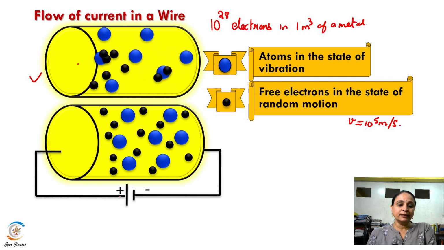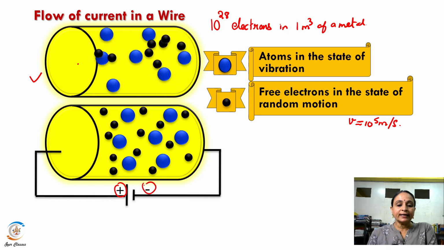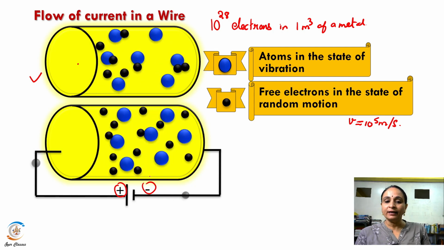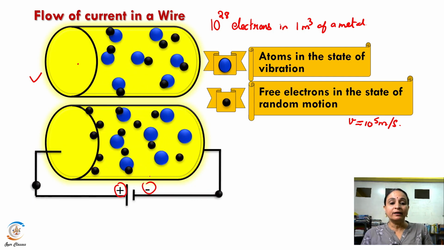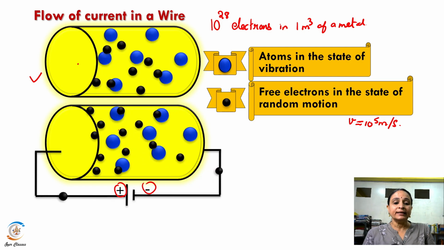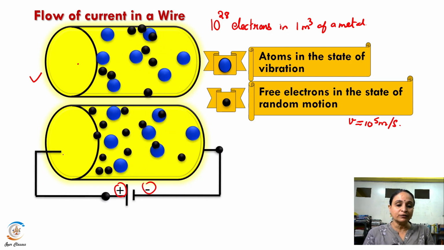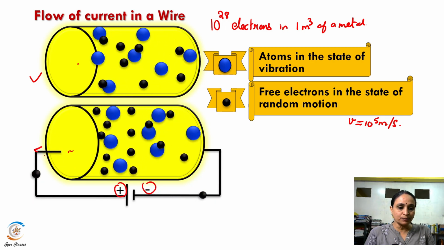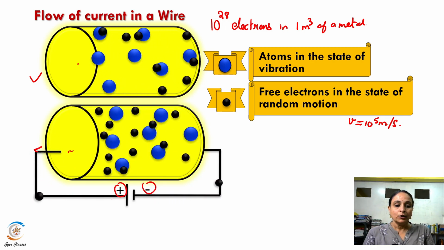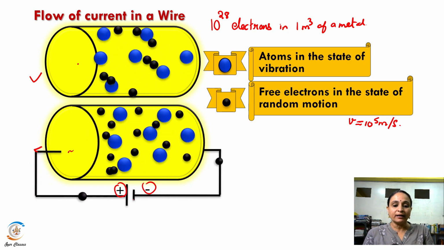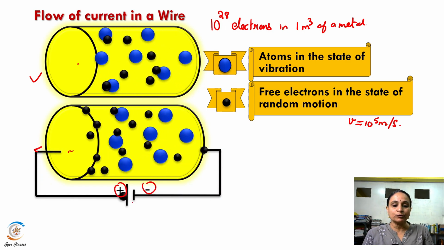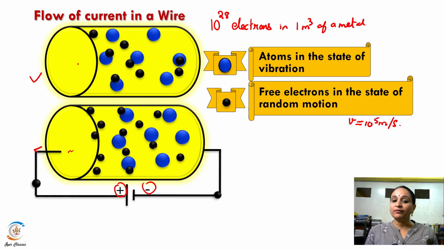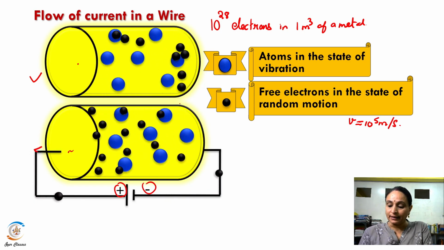There is a positive terminal and a negative terminal of the battery. The switch is obviously on. Atoms still will be vibrating, but the electrons will be drifted along in the direction towards the positive terminal of the battery. You can see that the electrons are coming out of this place and going inside the wire, going to the positive terminal of the battery, and from inside the battery it goes from positive to negative, and then again it goes on continuing. So this is actually the flow of the current inside the conductor.